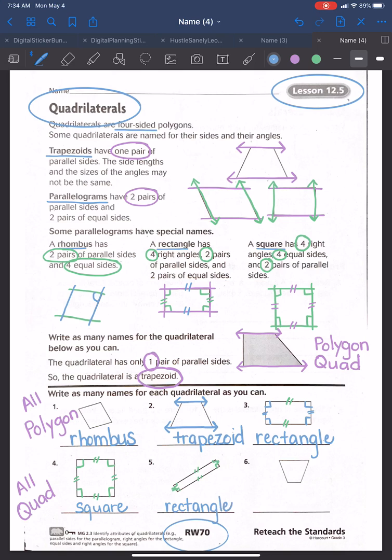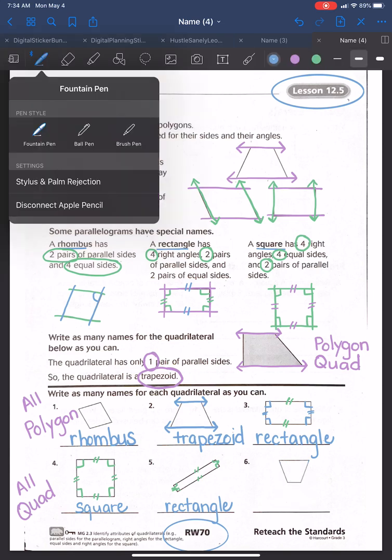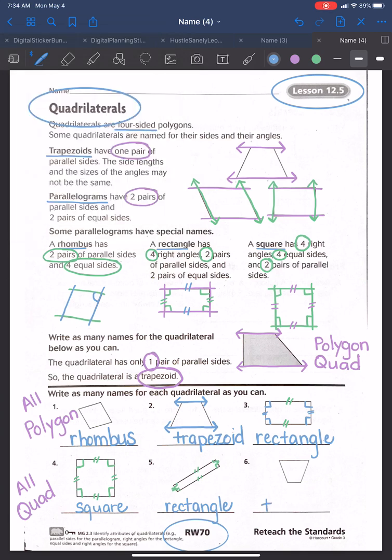And then finally, number 6. What do we have here? It doesn't look like any of our angles are right angles. Okay? Does it have 2 pairs of parallel sides? No, it doesn't. Eventually, these sides would run into each other. Look, they intersected right there. So what shape is this? Exactly. It's another example of our trapezoid.